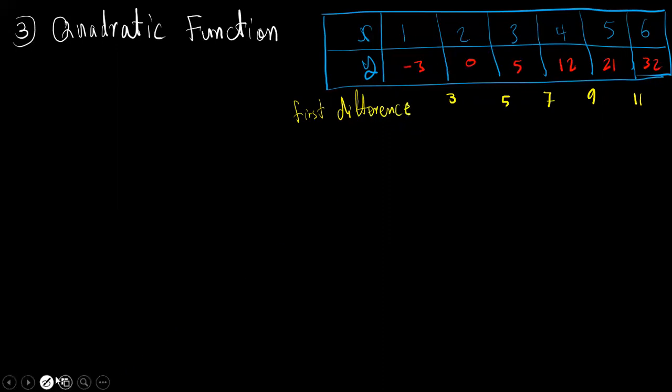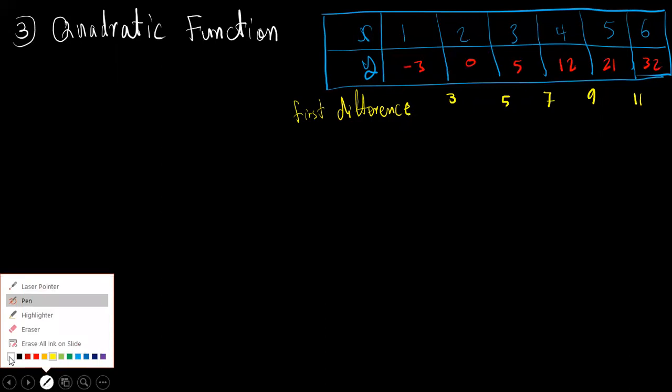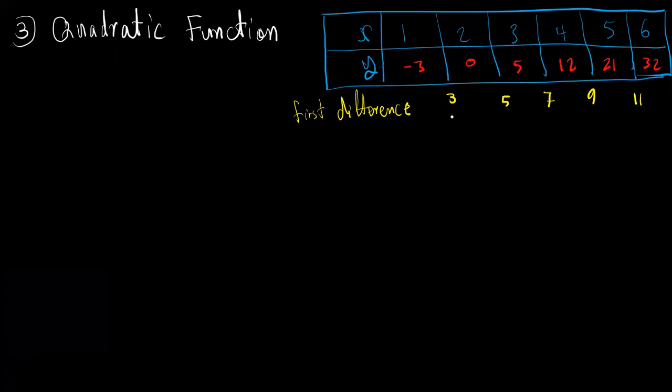What about the second difference? Second difference from first differences. 5 minus 3, it will be 2. 7 minus 5, 2. 9 minus 7, 2. 11 minus 9, 2. Order is important here. You will find the second difference is constant.